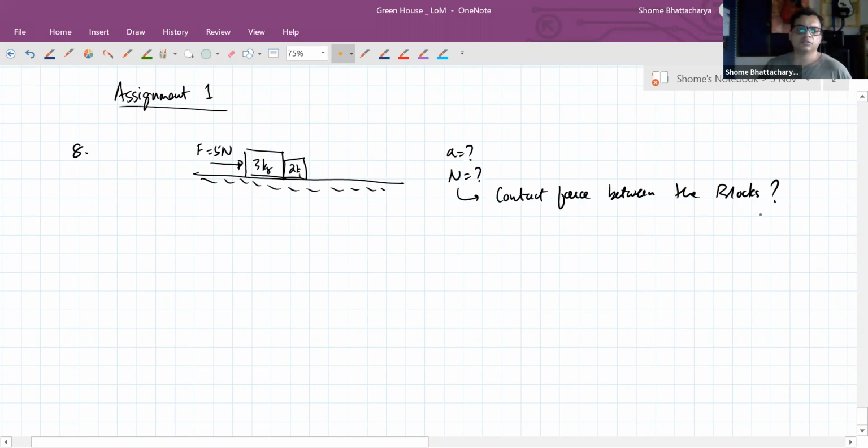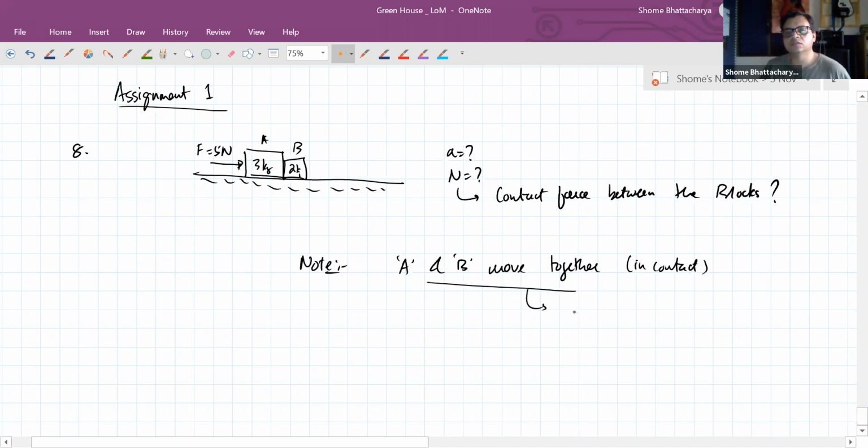So I'm sure many of you would have done this question, but I just want to illustrate a fast way of doing the problem. So if this is block A and B, the first thing you have to understand is that A and B move together, okay, because they will be in contact. So suppose they move together with common acceleration a, then to find a, what we can do is we can make a combined free body diagram. Treat A plus B as one object.